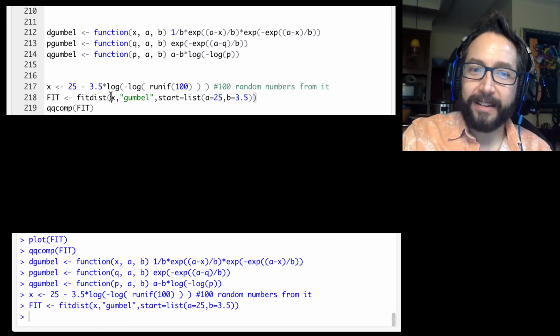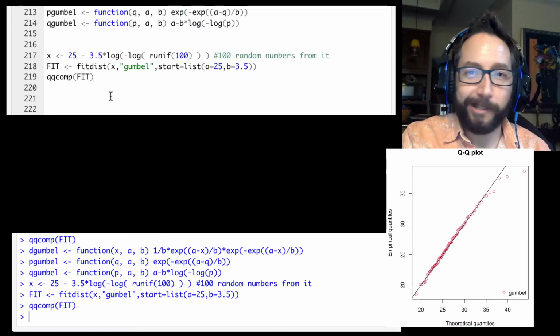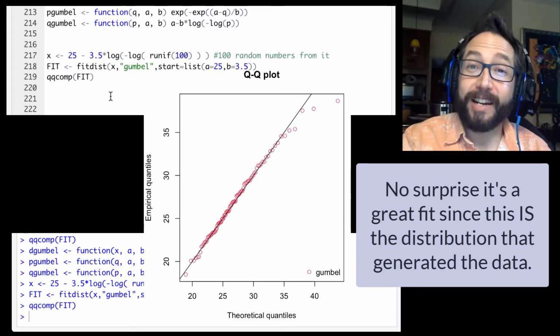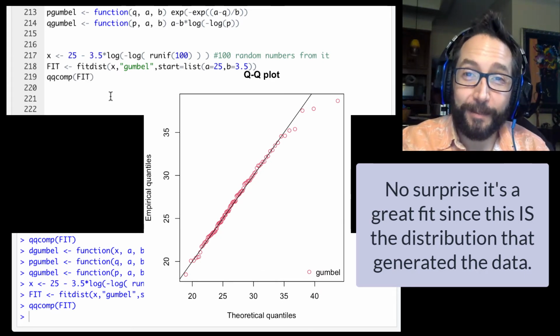So once we fit it and then we run the qqcomp, we see a great fit because of course we do. This is the distribution that is generating our data values, and so that's a great fit.